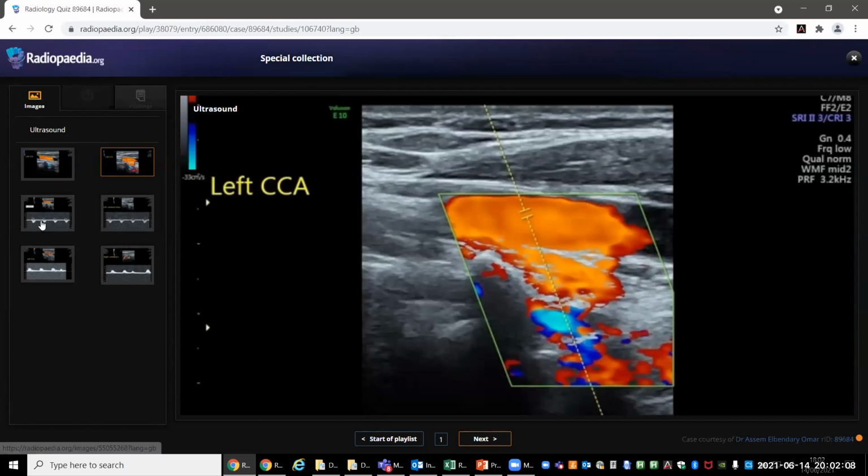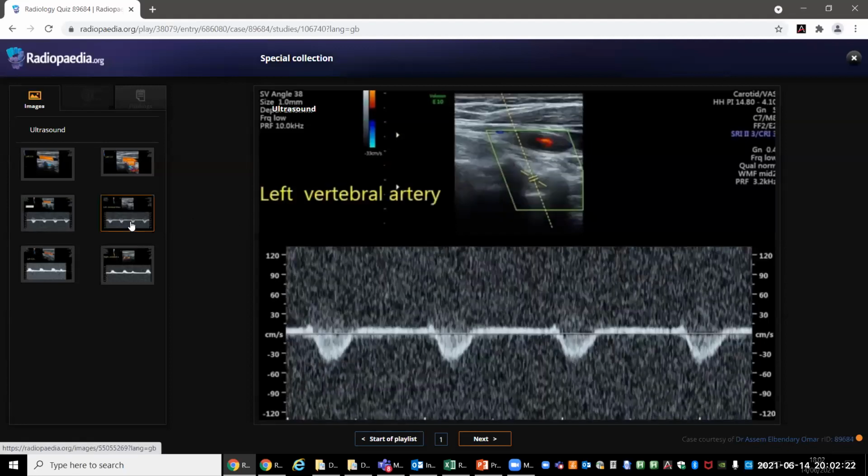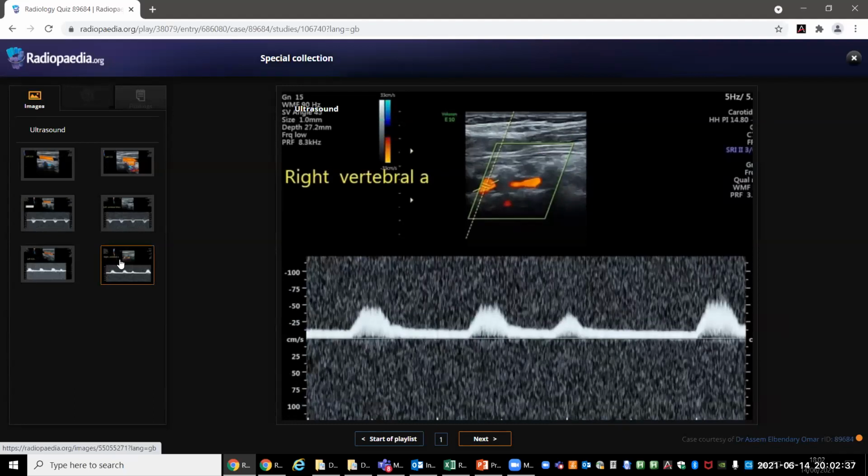Go through all the images, you're free. Yes, now the spectrum is also provided, and it shows that the vertebral artery is showing a reversal of flow. Again the same one: the left common carotid is showing the flow in one direction and the vertebral in the opposite direction. At the same time, the right vertebral artery is showing normal antegrade flow towards the brain.